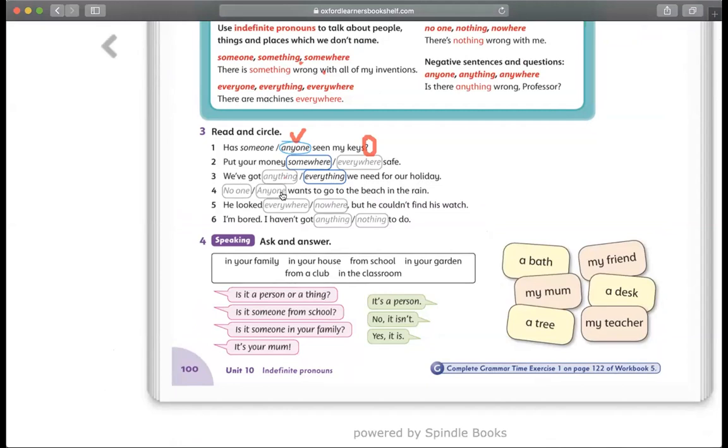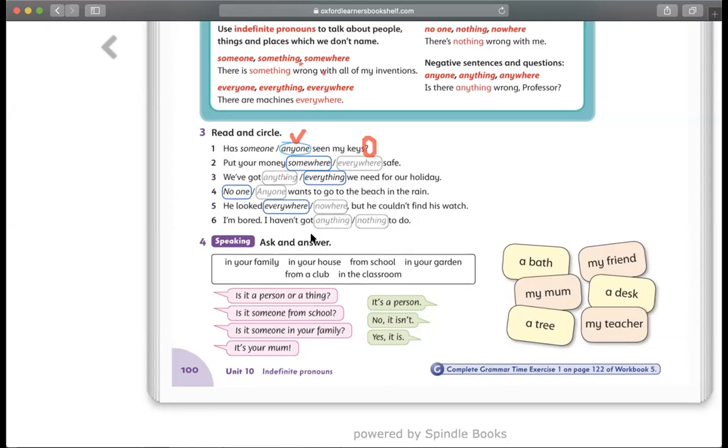No one or anyone wants to go to the beach in the rain. How do you think? Who wants to go to the beach in the rain? Of course, no one. He looked everywhere or nowhere, but he couldn't find his watch. He looked in all places, right? So that means everywhere. That means all places. I'm bored. I haven't got anything or nothing to do. Look at this. I haven't here. Negative sentence. That's why we use anything.